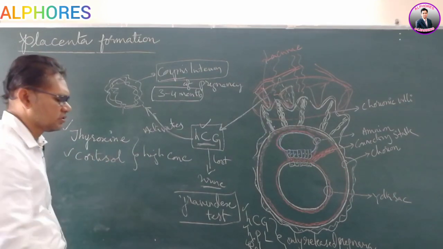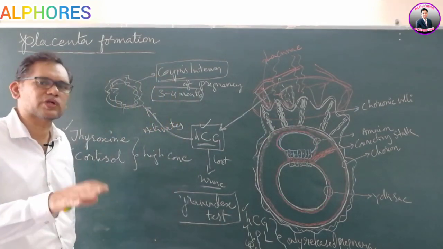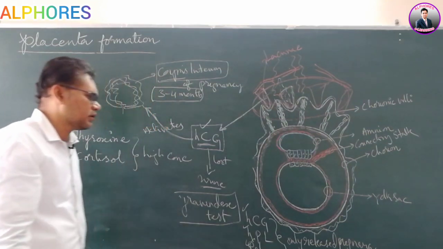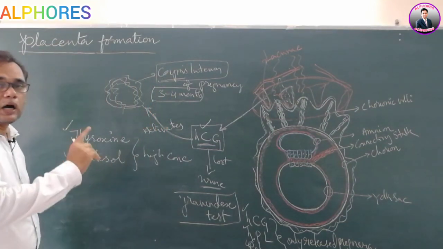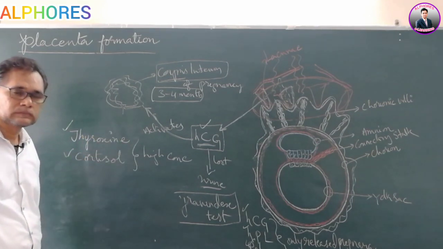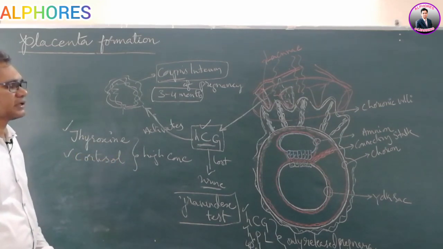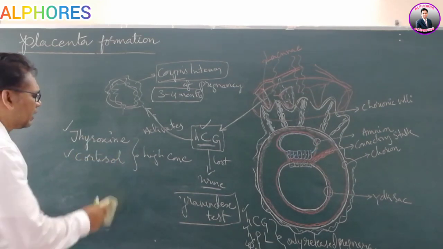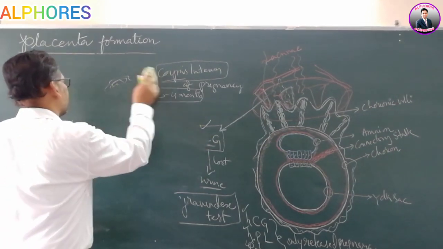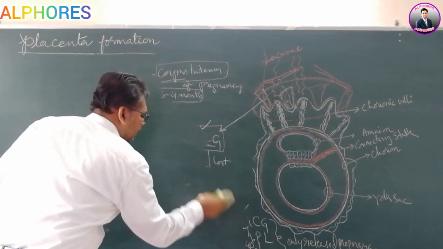Now relaxin is useful for relaxation of pelvic ligaments during parturition at the end of the pregnancy. Okay. Now these are some of the hormones which are released by the placenta, to maintain pregnancy. Now when the pregnancy is at the end, at the last stage, when required.